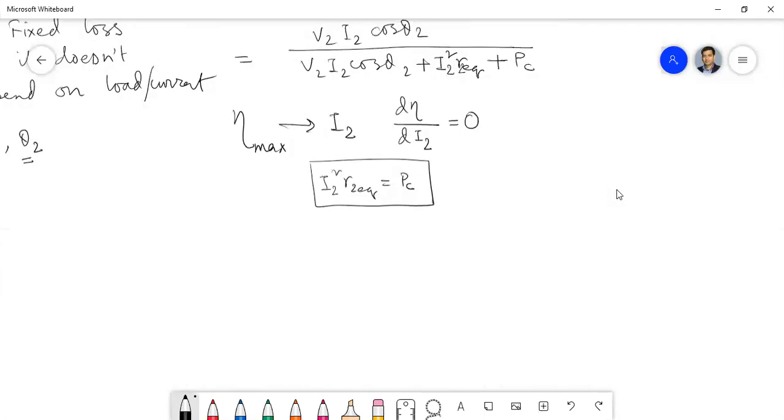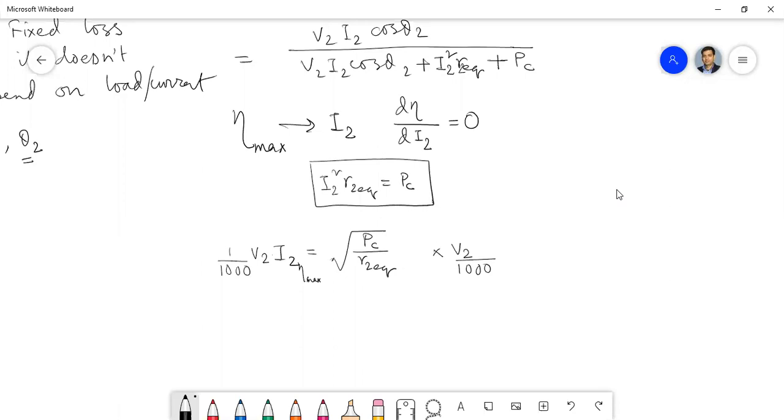And sometimes we also represent it like this, I2 equals root over of PC by R2EQ for maximum eta. To get the maximum eta, we can use this expression. Now, this expression also we can write that if we multiply it with V2, you will get the VA, and if we divide it by 1000, we will get the KVA. Here also, we have to multiply it with V2 and divide it by 1000.